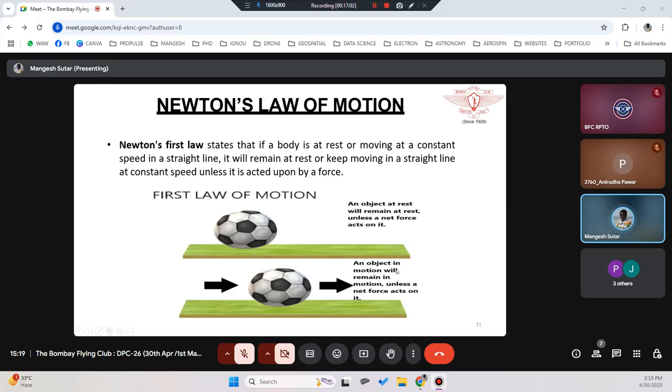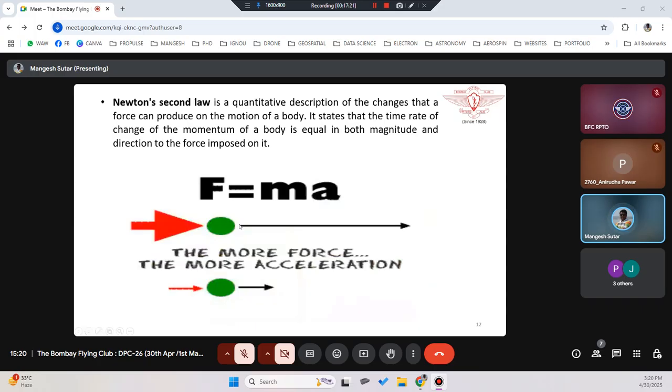An object will be in motion and will remain in motion unless a net force acts on it. That means it will continue to move forward until unless any other force is applied on the body of the train or the coaches. Okay, so clear on the first law. Let's see the second law.